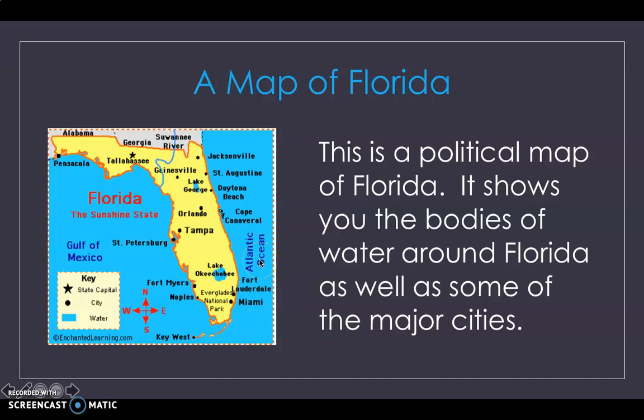Not only does it show us the bodies of water, but it also shows us some of the major cities, like where we live, sort of near Tampa. We also can see Miami and St. Augustine. And look, our capital, Tallahassee. This map also has a compass rose here in case we needed to know which direction we needed to travel when we're going from one city to the next.